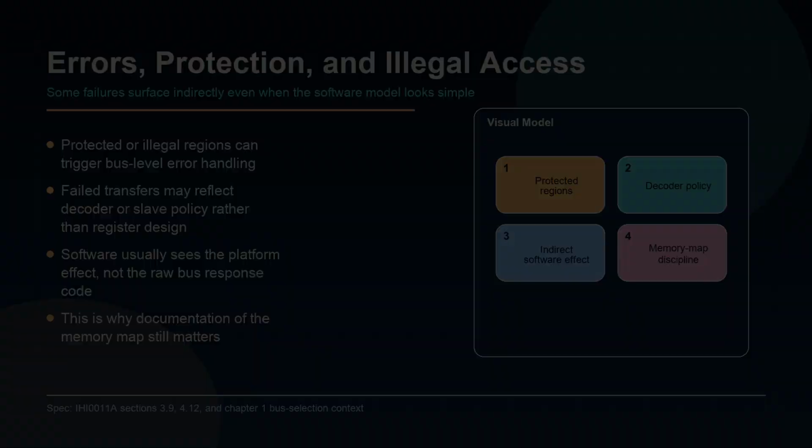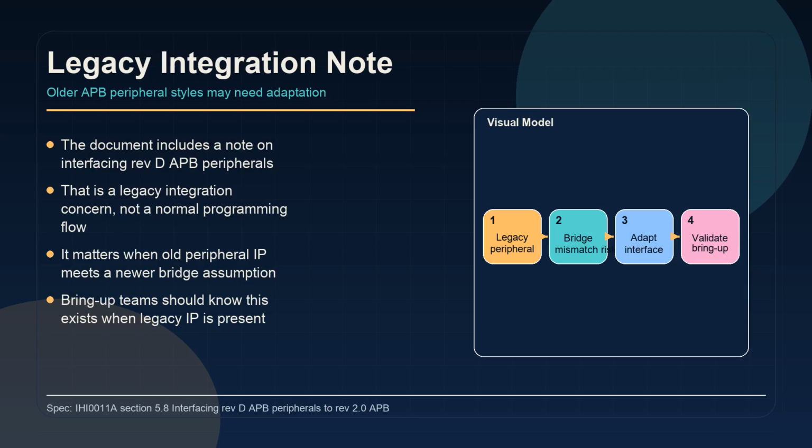One useful edge case note in the document is the section on interfacing revision D APB peripherals to revision 2.0 APB. This is not the normal case, but it matters in legacy SOCs where old peripheral IP is reused under a newer bridge assumption. If bring up seems odd only on older blocks, this kind of interface mismatch is worth checking.